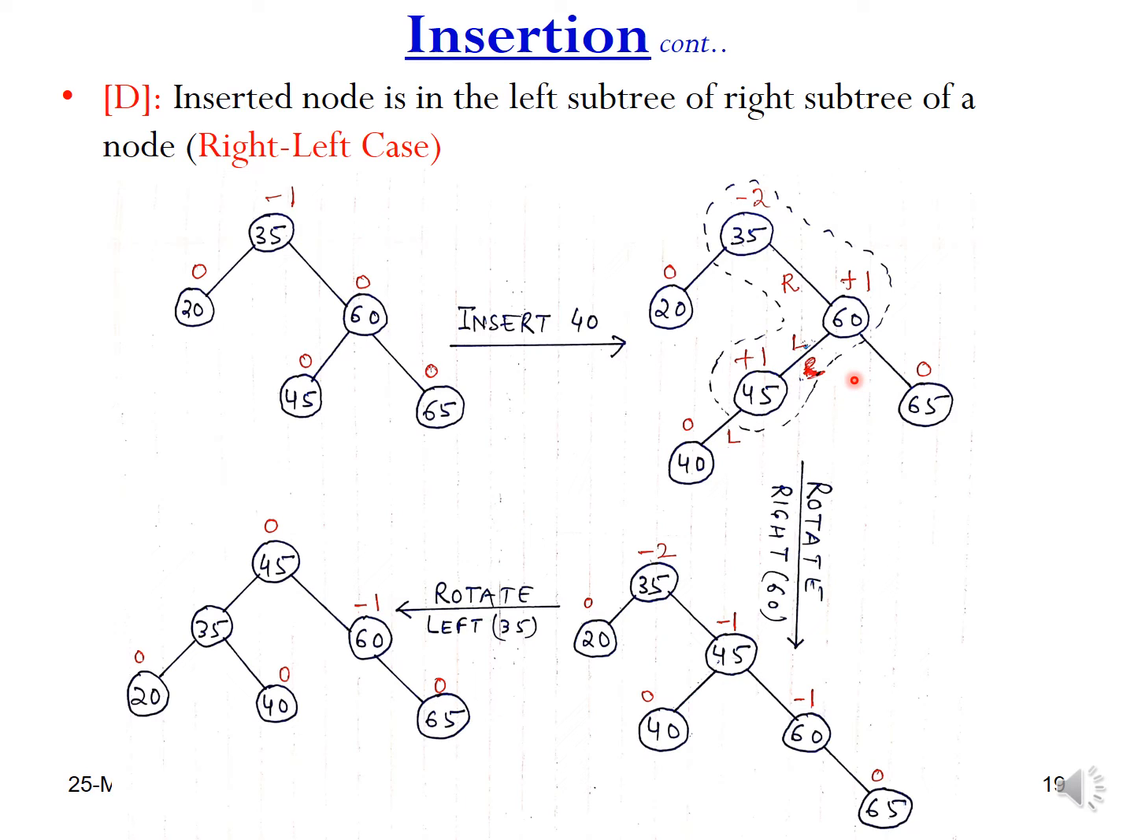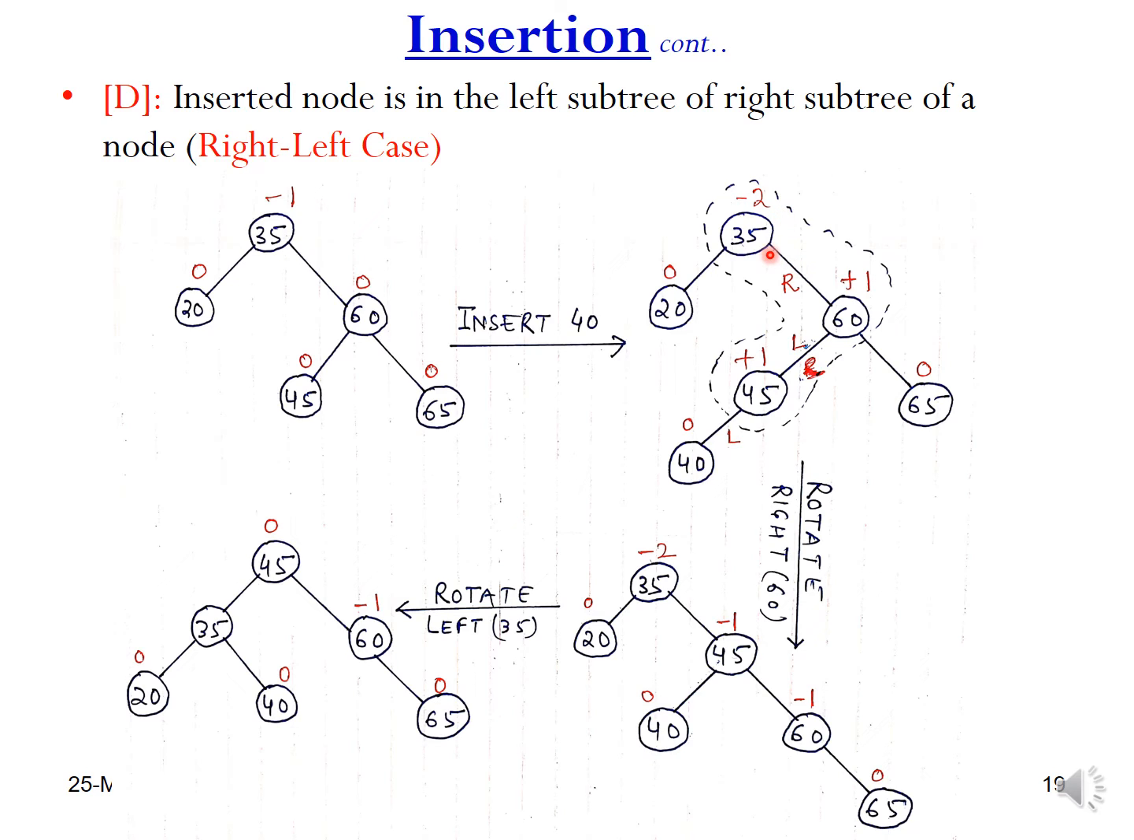We will calculate the balance factor of all the nodes. This is 0, this is 0, this will be plus 1, this is again plus 1, 2 minus 1 is plus 1, and this is 0 because this is a leaf node. The balance factor of 35 will be minus 2, because the height of the left subtree is 1 and the height of the right subtree is 3. So 1 minus 3 is minus 2.